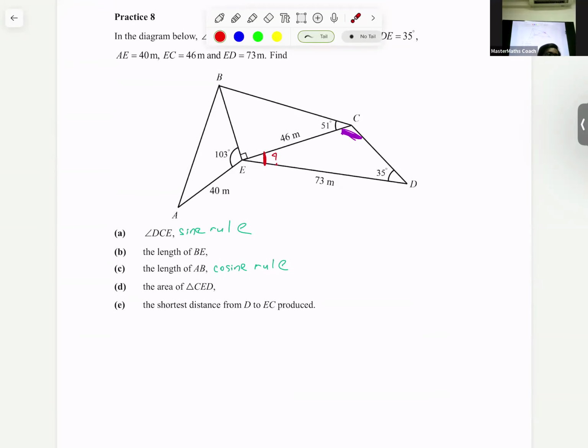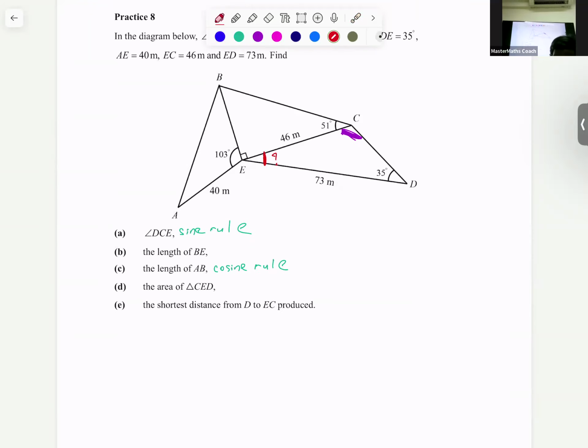Dinishka, is it okay? Which part are you at? Still A. Okay. Do you know how to use the sine rule? Yeah.